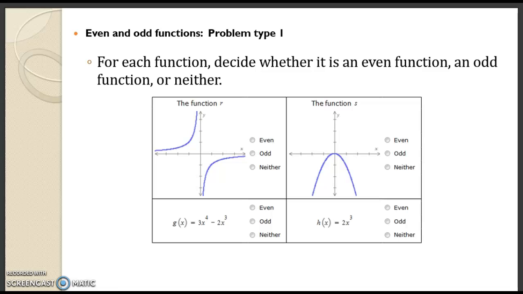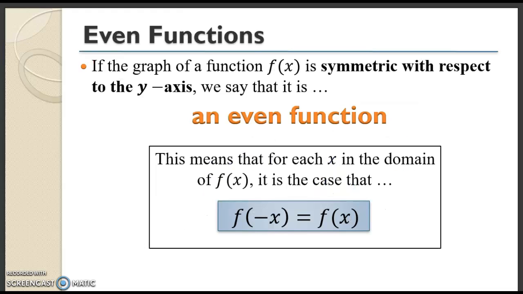Hey everybody, this video is going to talk about even and odd functions, problem type 1. Before we go ahead and do this problem, we're going to talk about what even and odd functions are. An even function is when the function is symmetric with respect to the y-axis. That's when we plug in a negative x and we get the same function out, if you remember from our testing symmetry topic. So that is even functions.